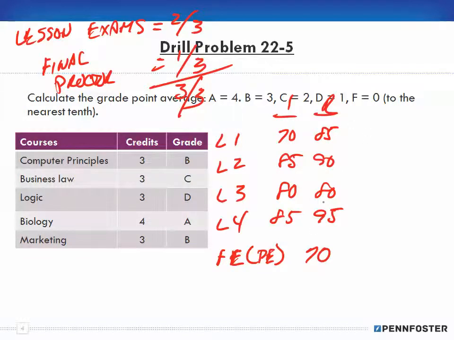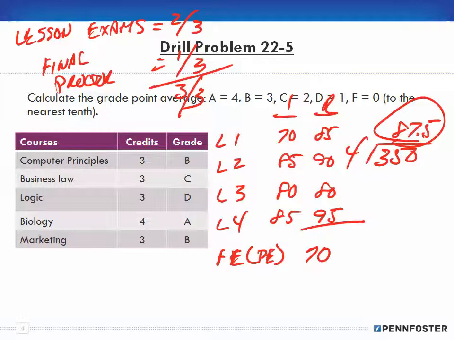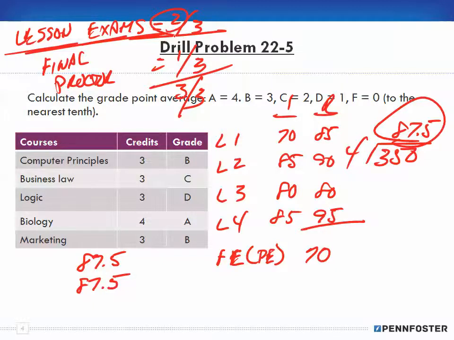Okay, so if we're going to average out our 4 lessons, so we have 85 plus 90 plus 80 plus 95, and that gives us 350. And we're going to divide that by 4 because there's 4 exams. So divide by 4, and I end up with an 87.5. Okay, so that's my lesson average, and that makes up 2/3 of my grade, right? So because it makes up 2/3 of your grade, you take 87.5 and you add it again, 87.5. You double it because that's 2/3 of the grade.